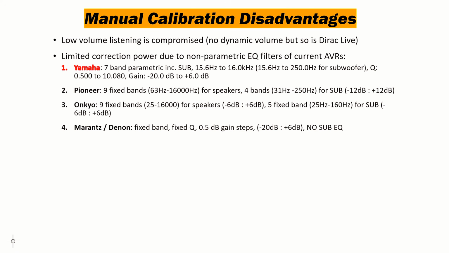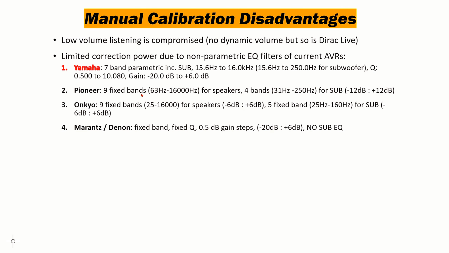Yamaha has the only proper manual equalization. It has a 7-band parametric equalizer, including subwoofer equalizer, range from 15 Hz to 16,000 Hz, and 250 Hz for the subwoofer. Q factor bandwidth is adjustable from 0.5 to 10. Gain is adjustable from -20 to +6. You're flexible with which frequency you want to adjust and with what strength and what area it will affect. You can adjust it completely. It's a parametric equalizer rather than a graphic equalizer.